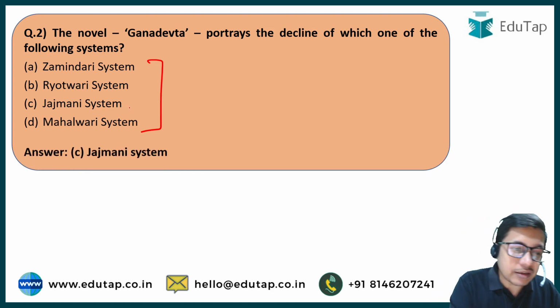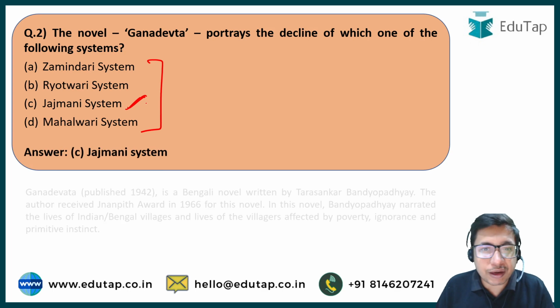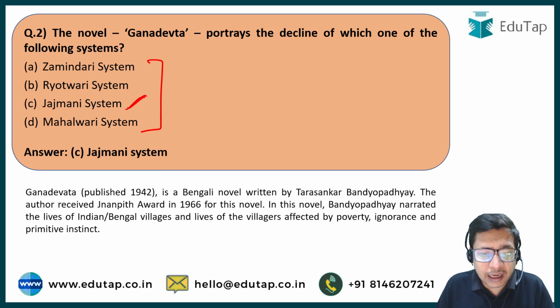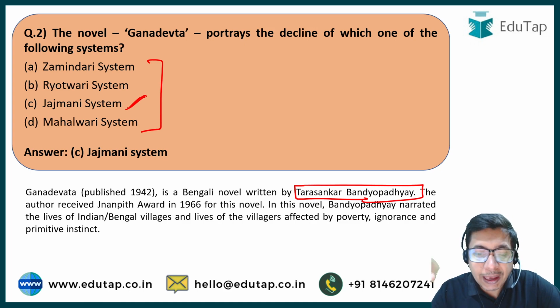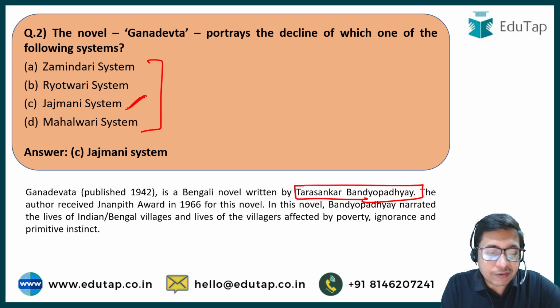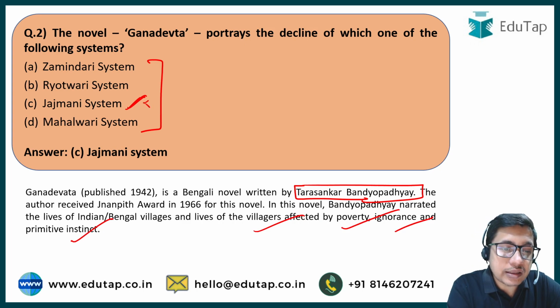What is the Jajmani system? If you do not know, I would explain it very briefly. Ganadevta is a Bengali novel written by Tarashankar Bandyopadhyay. First of all, you must know this, okay? For this novel, he was also awarded the Gyanpith Award in 1966, after independence. In this novel, Bandyopadhyay narrated the lives of Bengali villages affected by poverty, ignorance, and primitive instinct. And the system he is talking about here is the Jajmani system.